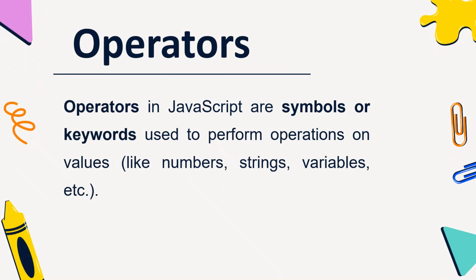Now let us see about operators. Operators in JavaScript are symbols or keywords used to perform operations on values like numbers, strings, variables, etc.